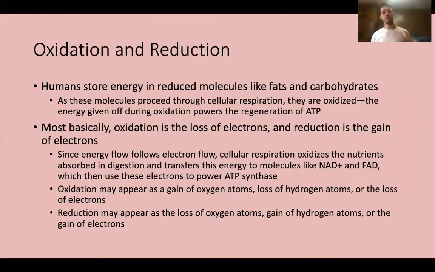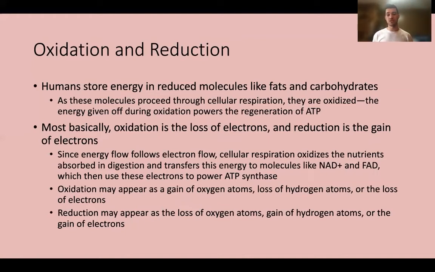So, oxidation and reduction. Humans store energy in reduced molecules like fats and carbohydrates. If you ever hear that a molecule is highly reduced, it's going to be carrying high energy. If something is oxidized, it is probably lower energy. Your body oxidizes things to transfer energy from that substance to something more usable, and that's basically all cellular respiration is.